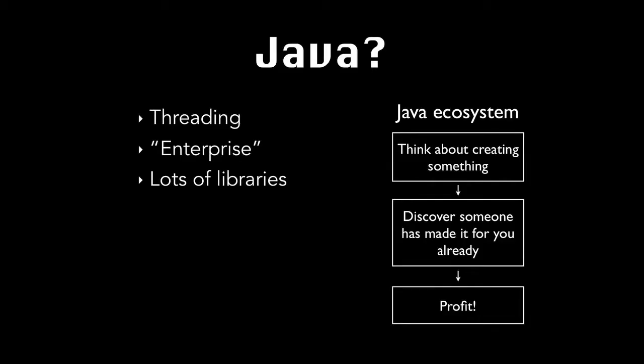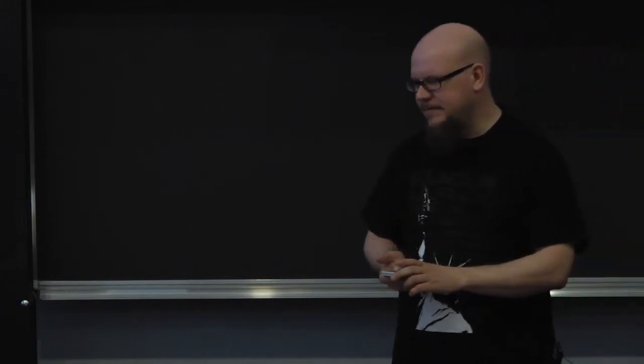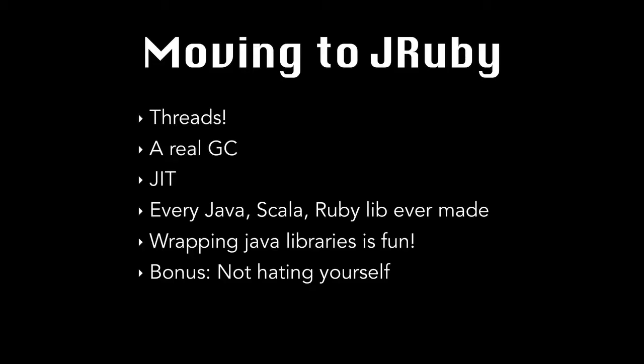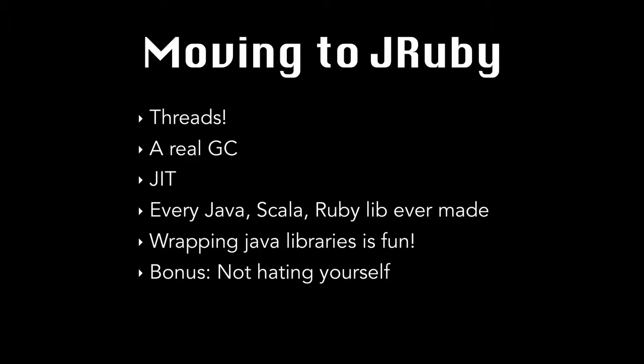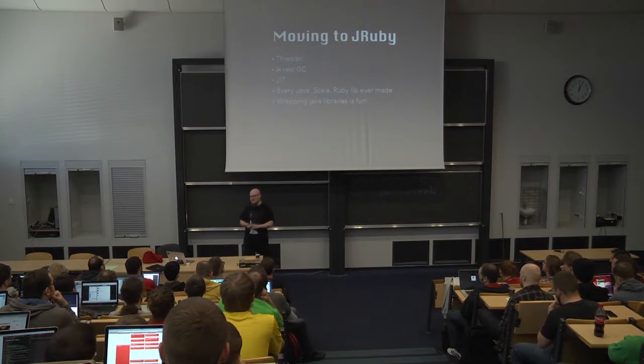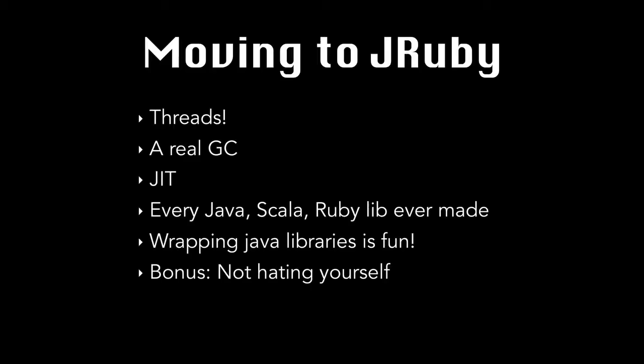This describes the Java ecosystem. You think of something that you want to do, you realize that someone already did it, and then you just move along and be happy. But then we realized that, hey, there's this thing called JRuby. Maybe we should look at that, because we'll get threads. We get a real garbage collector. We get things like just-in-time compilation. We get pretty much every Java, Scala, and Ruby library ever made. And we started on this path, and we realized that wrapping Java libraries is kind of fun. And you get the benefit of not hating yourself while you code.